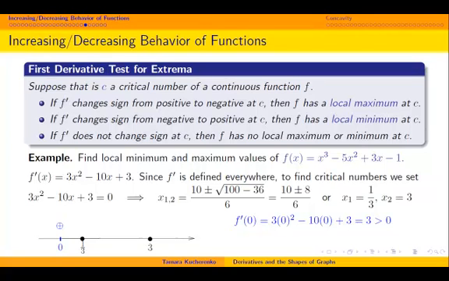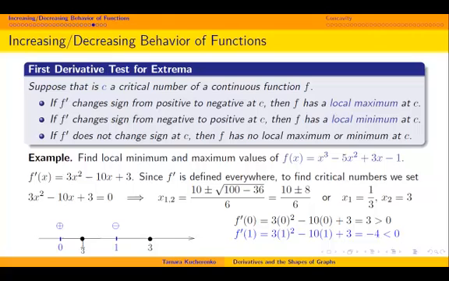The next test point can be any number between 1/3 and 3. We pick 1. We compute the derivative at 1. F prime of 1 equals 3 times 1 squared minus 10 times 1 plus 3, equals -4. Since this value is negative, f prime is negative on the entire interval from 1/3 to 3. We put a circled minus sign above this interval.